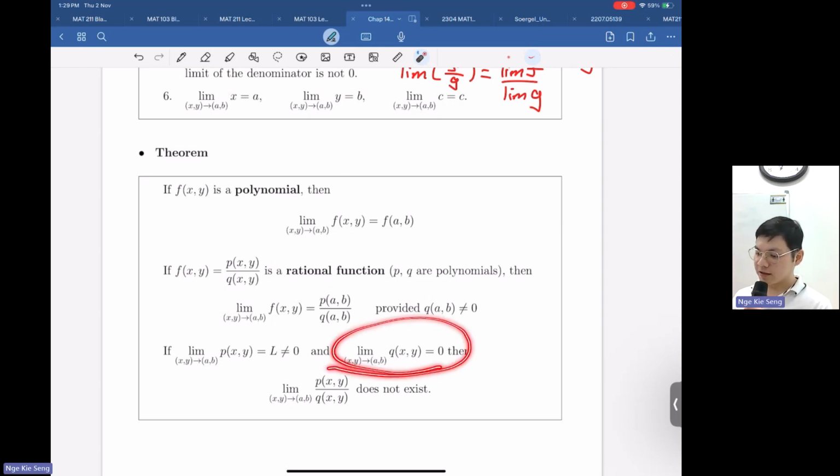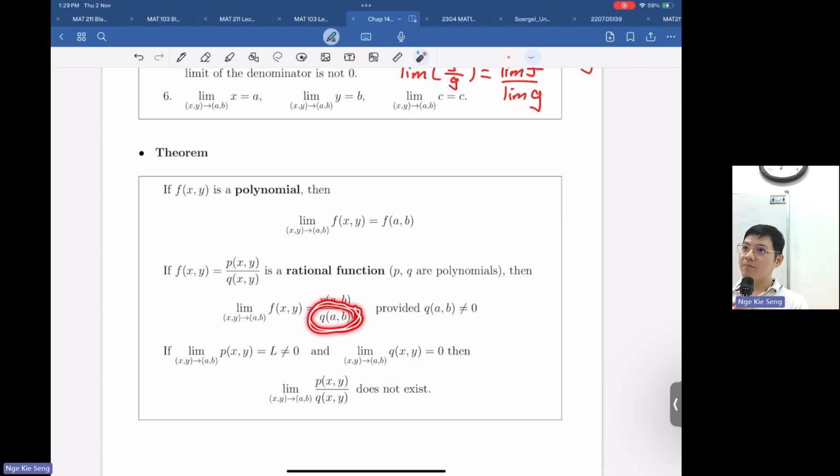What happens if the limit of the denominator goes to zero? It doesn't need to equal zero at that point, but the limit goes to zero. As long as Q(x,y) has limit zero at the point (a,b), and the numerator's limit is non-zero, then the whole limit doesn't exist. You don't need to get zero at that point for the denominator, you just need the limit to be zero, then the quotient limit won't exist. If you are interested, you can try to prove this as well.